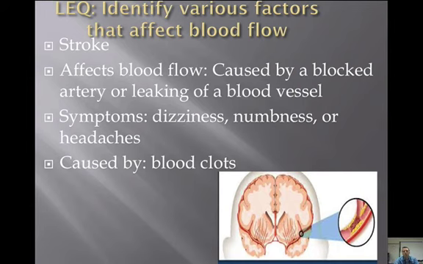So as you saw, the stroke is a very dangerous issue. Once again, there are two different types: it's caused by a blocked artery, which could be caused by a blood clot like shown in the video, or a leaking of a blood vessel, which we saw there, where it's the rupture of a blood vessel, and that blood is then going around the skull or into the brain. So it causes that dizziness, numbness, or headaches, and once again it's caused by blood clots. Strokes are also led to by bad diets, hypertension, and other heart disease that can lead to a fatal stroke.